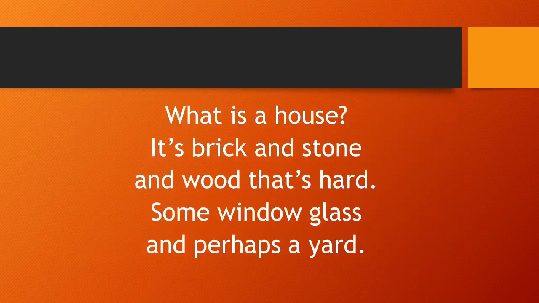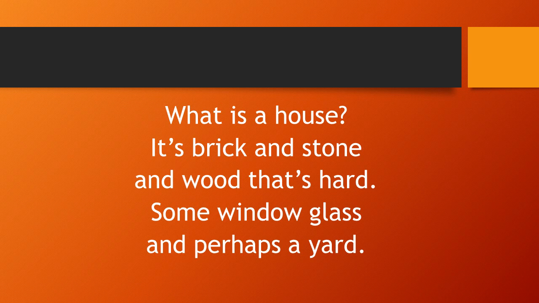Now next, what is a house? Here is its explanation, here our poem begins. What is a house? As I told you, it's bricks, stones. A house is always made up of brick and stone, and wood that's hard. So brick and stones are used to make the structure of a house, and wood that's hard. From wood we make windows, doors, and some window glass, where somewhere glass is also used to make windows for window panes, and perhaps a yard. What is the meaning of yard? The ground surrounding a house. So a yard means a veranda, which is outside the rooms of your house.